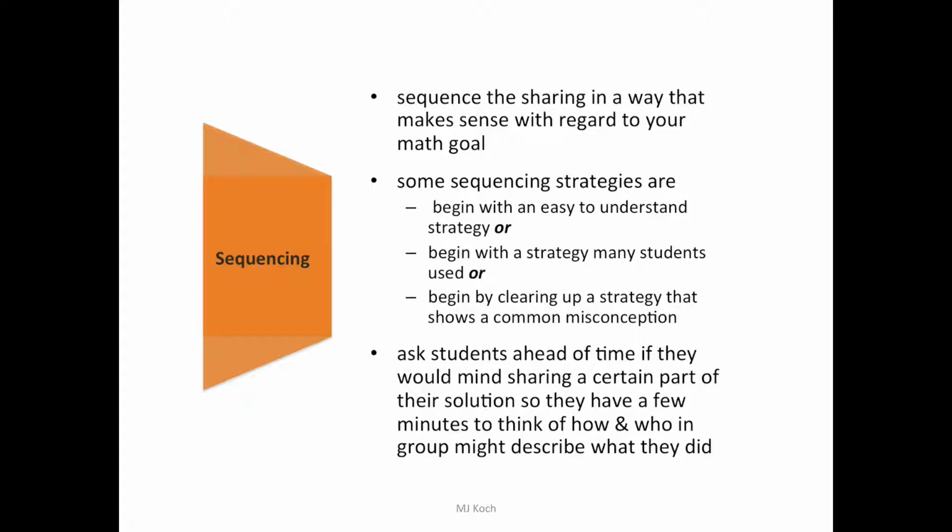Some people will begin with a strategy that clears up a miscommunication, or a misconception, particularly if lots of students had that misconception. It's a good idea to ask your students ahead of time if they'd mind sharing a part of their solution so that they've got a chance to collect their thoughts and think about what they're doing. The last step is really an important one in the 5 practices.